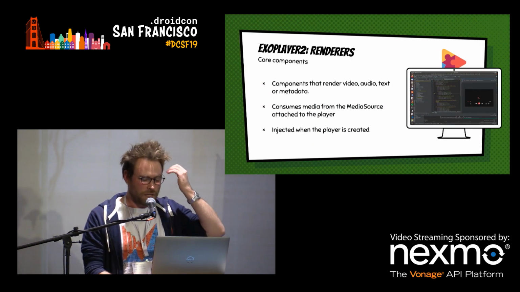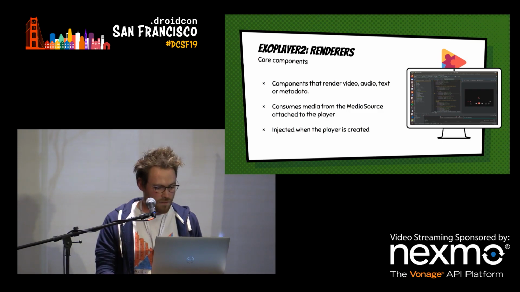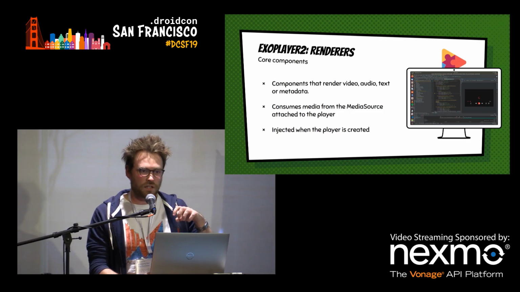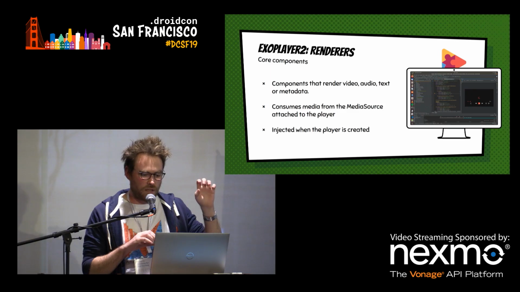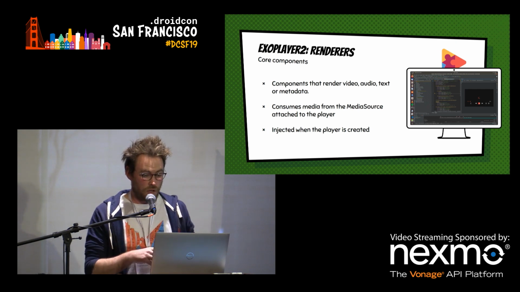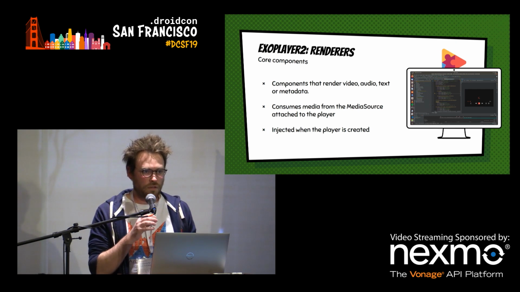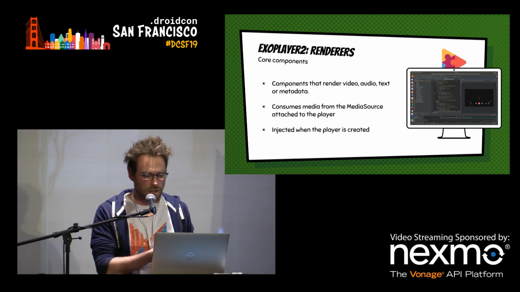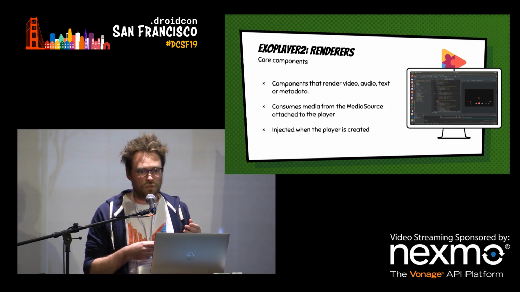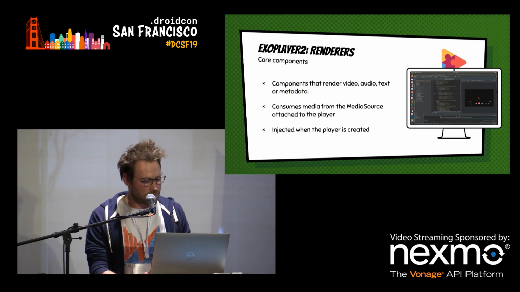So now let's talk about renderers. As it says, renderers are there for rendering video, audio, text, or even metadata if you have. They consume the media from the media source attached to the media player. They process the input and output buffers the media source sends to the renderer, and they use the media codec. For video, it's the video media codec rendering the video on the surface. And for audio, it's the audio media codec processing the buffer to render the audio through the Android stack. It's also injected when the player is created.